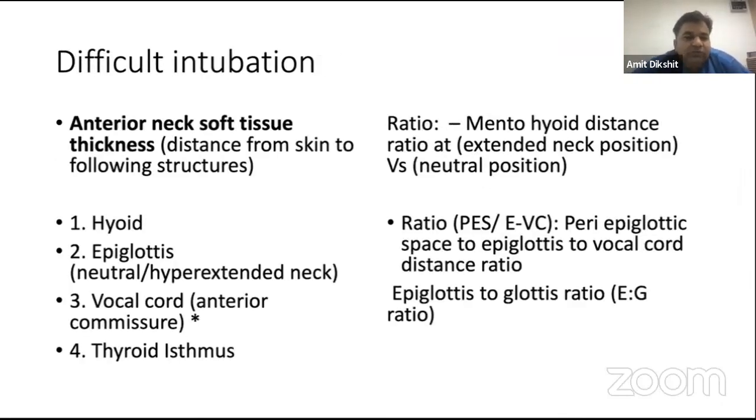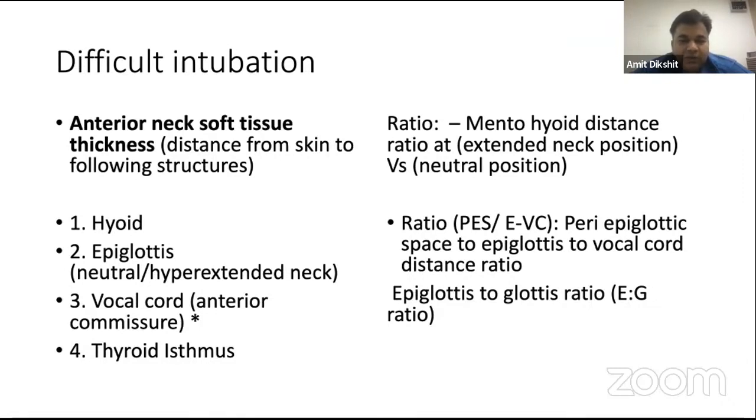And when it comes to intubation, then we have all the parameters to look at the anterior soft tissue. How much is the thickness? So skin to hyoid bone, skin to epiglottis in neutral as well as in hyperextended neck. Once the neck is extended, it probably reduces some amount of soft tissue there. Then skin to anterior commissure, the vocal cord, then thyroid isthmus. Then they have looked at hyomental distance ratio in neutral and extended position. Sometimes patients are lying down and it is difficult to make them sit, so this type of parameter can help you assess neck mobility, whether the neck is mobile or not, by looking at this ratio.